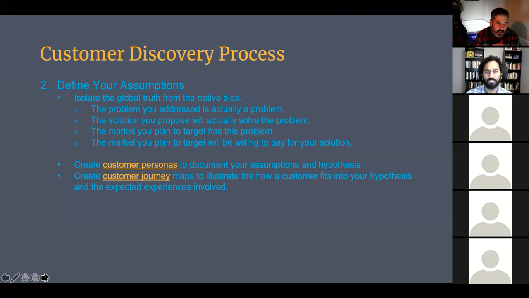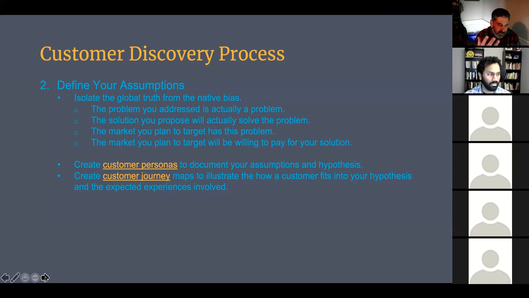So a persona is a simple one-page little document that describes all the considerations we talked about earlier to define your typical target customer. A customer journey is also a really, really strong, well-used tool in our industry, especially with entrepreneurs. And you can think about it, the key word there is journey. It's a map that illustrates how a customer fits into your hypothesis and the expected experiences that they will be involved in.